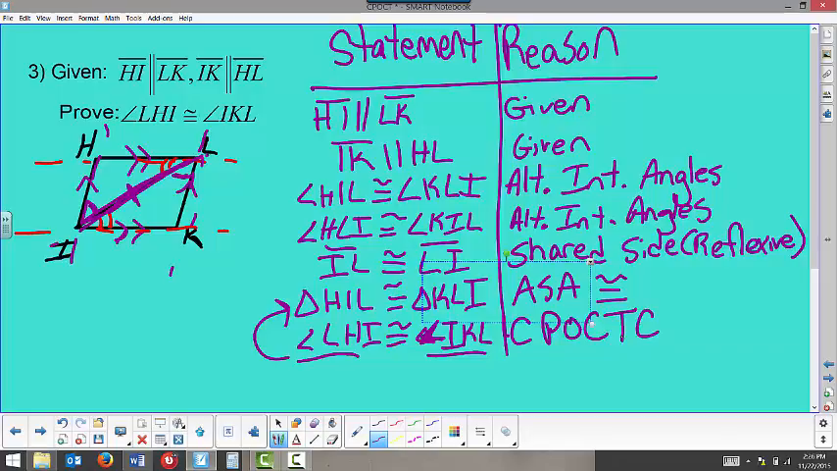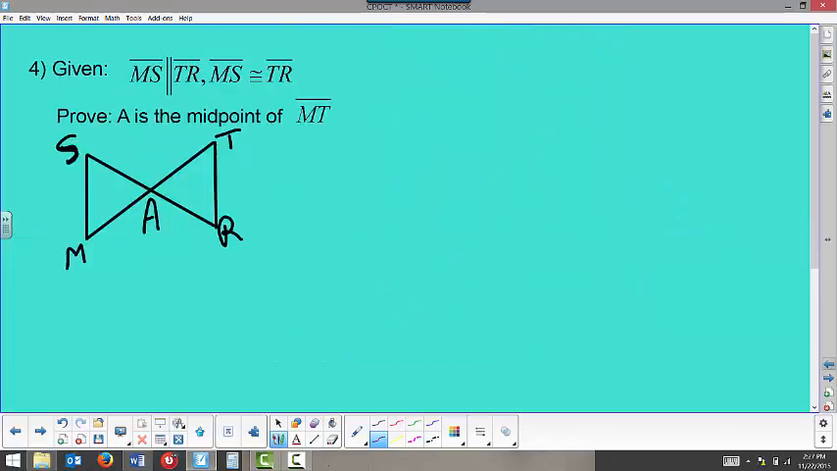And there's your proof. And again, after this, you would write up the paragraph that goes along with that. And there's many different ways to write that paragraph. Our last example that we're going to look at today is this one. It says segment MS is parallel to segment TR, and segment MS is congruent to segment TR. And they're asking you to prove that A is the midpoint of MT.